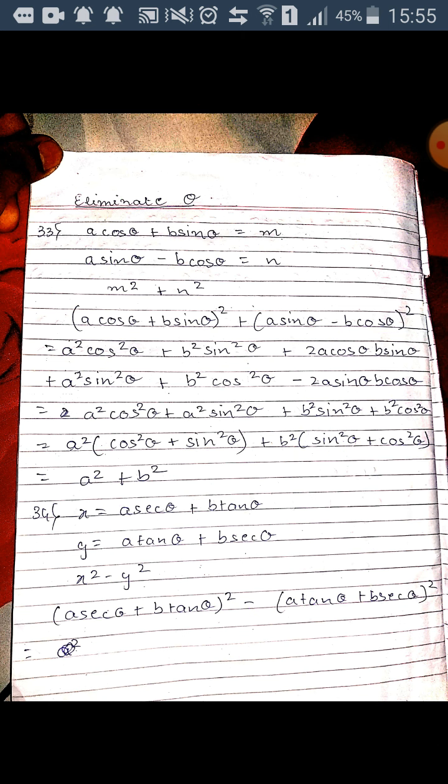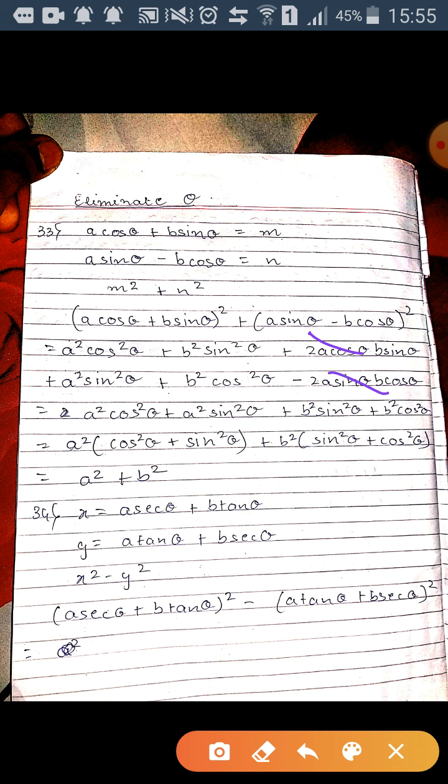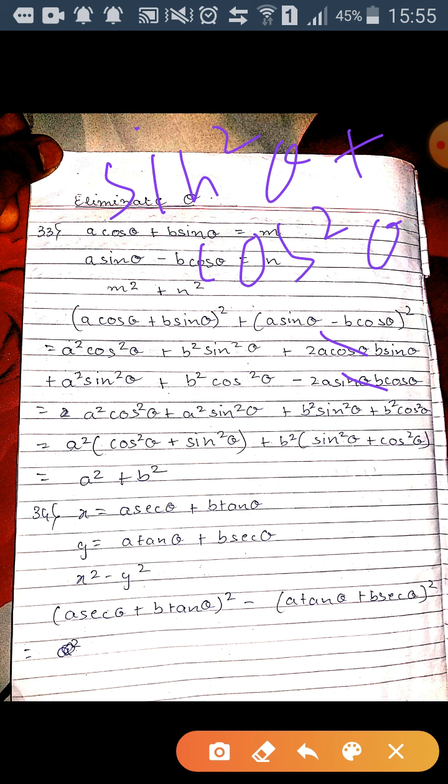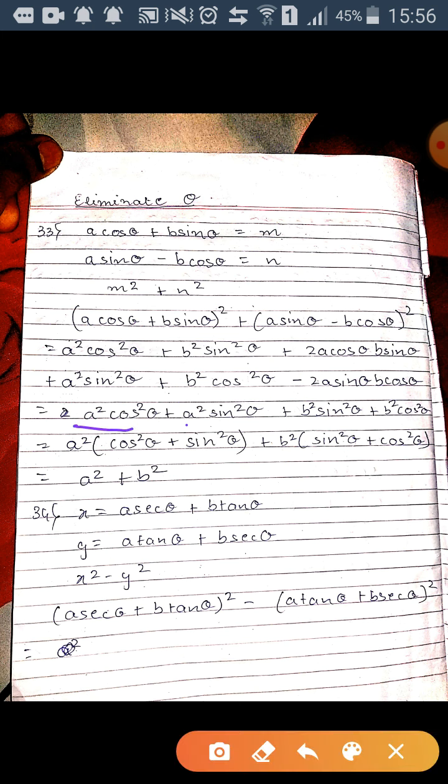Okay, so after solving this, you see that these two things get cancelled out. Yes, so what you get is a square cos square theta plus a square sin square theta. Okay, so after these two get cancelled out, what remains now? Your objective is to somehow get sin square theta plus cos square theta. So how will you get sin square theta plus cos square theta? You will rearrange this. These two you will rearrange together. So you get a square cos square theta plus a square sin square theta, you rearrange, and b square sin square theta plus b square cos square theta you rearrange together.